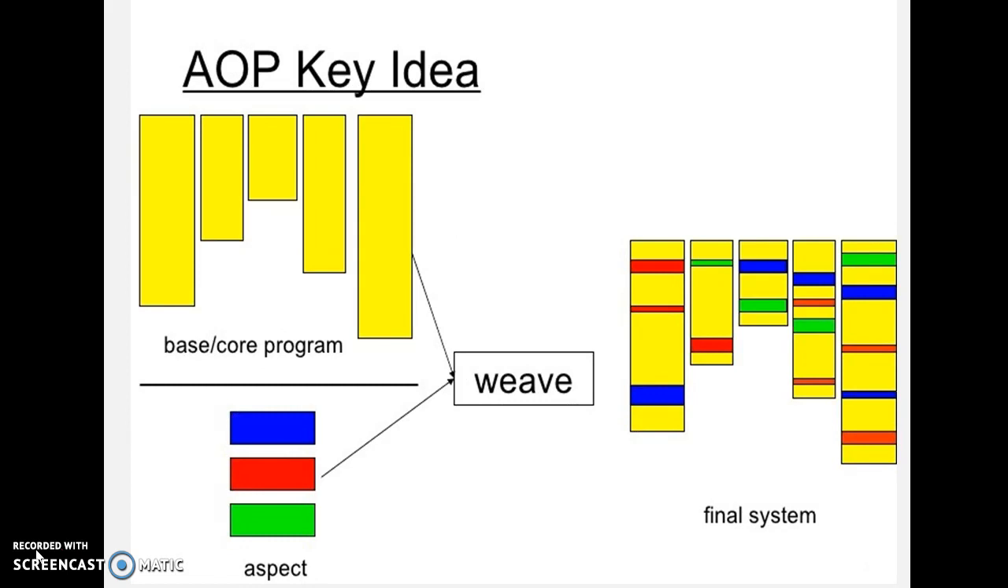Here we observe the AOP key idea. In yellow color it is showing the base or core program, and these are the aspects. We weave them together and the final system is made.